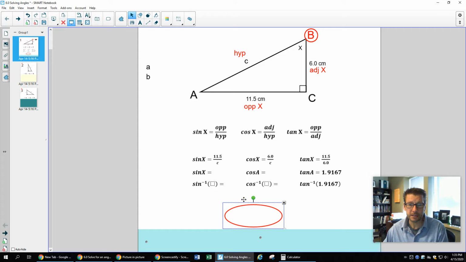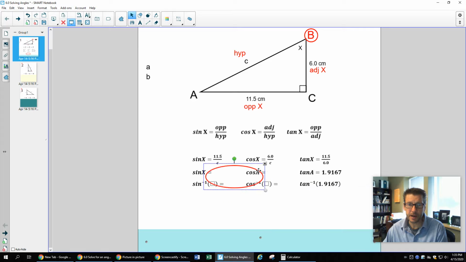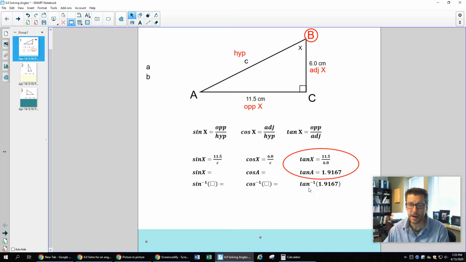If we look at our options, sine 11.5 over c, cos 6 over c, tan 11.5 over 6, right? This is the only one where we can turn our ratio into a decimal. So just like we did on our earlier skill, we want to be able to take our ratio and work it backwards. So I know tangent ratio is 1.9167. I need to make my calculator go backwards, so tan minus 1 of that, and that's how I'm going to find my answer in the end.